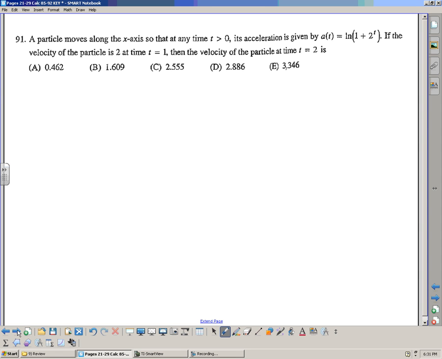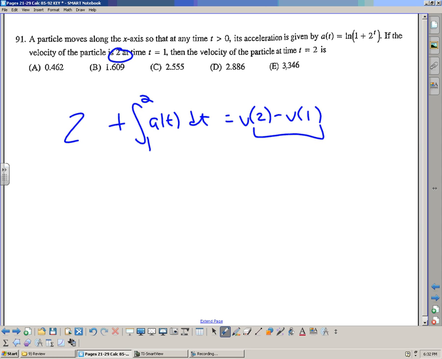I have the acceleration function, okay? If I integrate acceleration, I get back velocity. And if I integrate it from 1 to 2, I will get the velocity at 2 minus the velocity at 1, which would be the change in velocity. The change in velocity plus the original velocity at time equals 1 would give us the velocity at time equals 2. Because what you're doing is you're adding on the velocity at 1. If you think about it, these cancel, and you just get the velocity at 2.